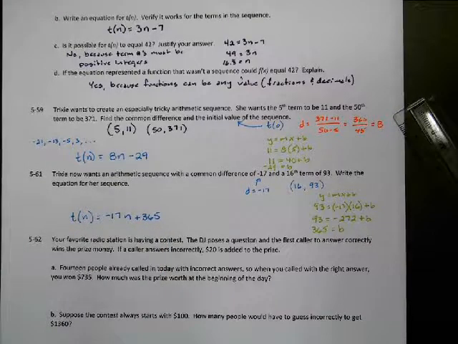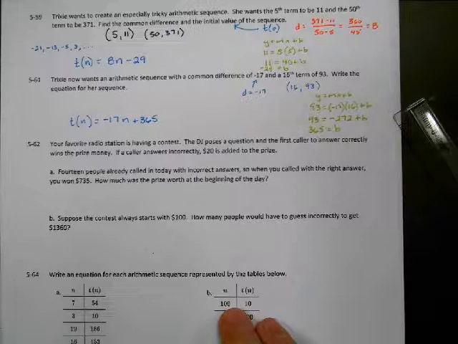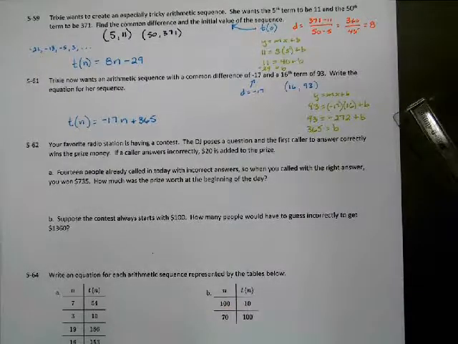All right, we're almost there. 2 more problems. All right, your favorite radio station is having a contest. The DJ poses a question, and the first caller to answer correctly wins the prize money. If a caller answers incorrectly, $20 is added to the prize. Sweet. All right, so 14 people have already called in today with incorrect answers. So when you called in with the right answer, you won $735. How much was the prize worth at the beginning of the day?